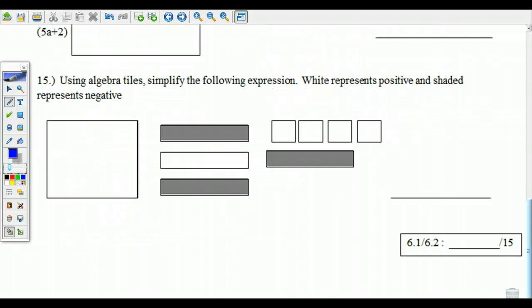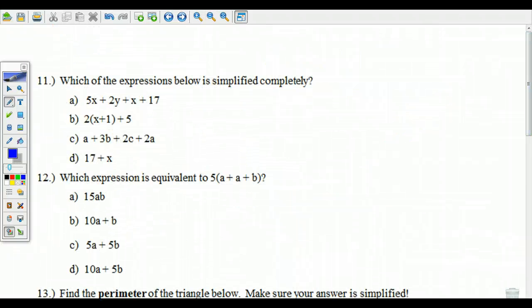All right, page 2. Which of these expressions is simplified completely? So basically, you just look through here and see, can I do anything else to any of these questions? In A, you can do 5x plus 1x. So you can simplify it there, so it cannot be A.